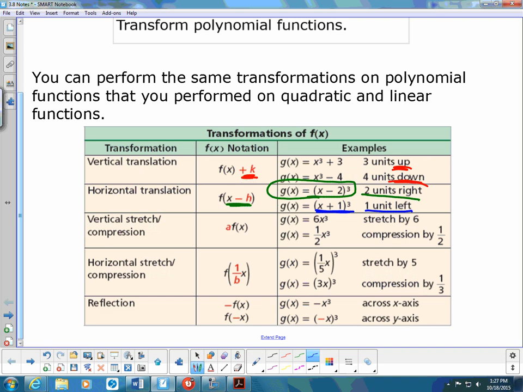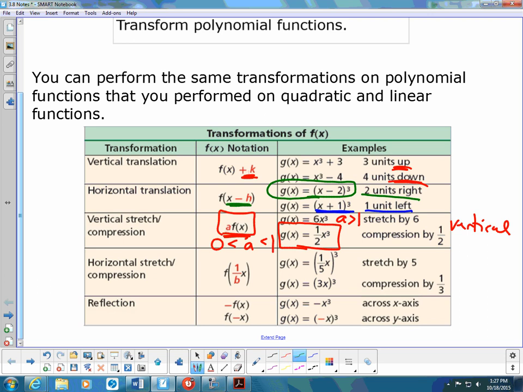What about if we have a number that's being multiplied by the whole function? So the function's getting multiplied, for example, by some number a. Well, that is going to be your clue that this is going to be a vertical stretch or a vertical compression. If your a value is greater than 1, it is a stretch. If your a value is between 0 and 1, like in this example, 1/2 x cubed, then it's a vertical compression, in this case by 1/2. Again, that's a vertical stretch or compression if you multiply the entire function by some constant.